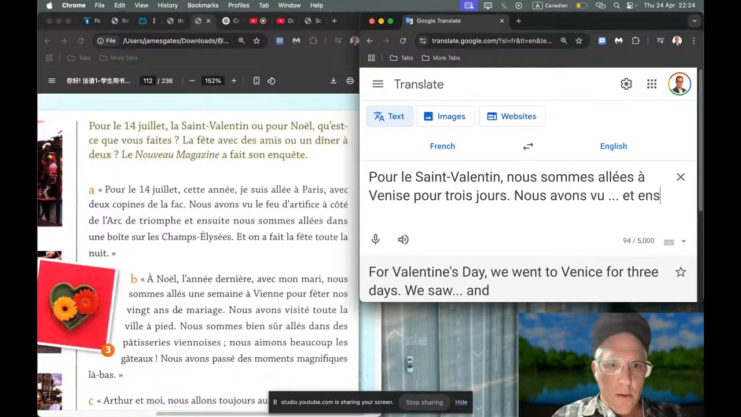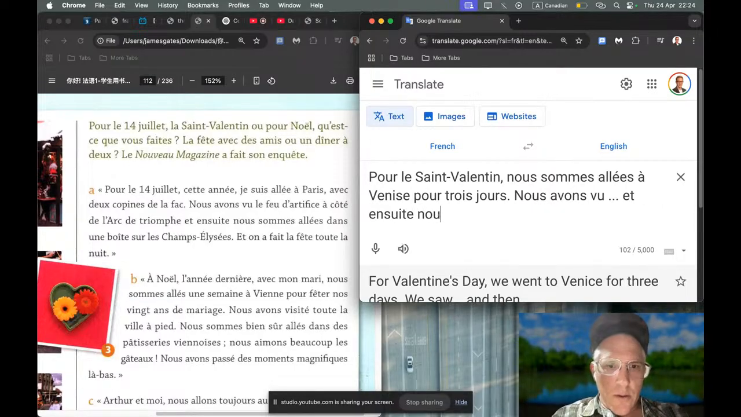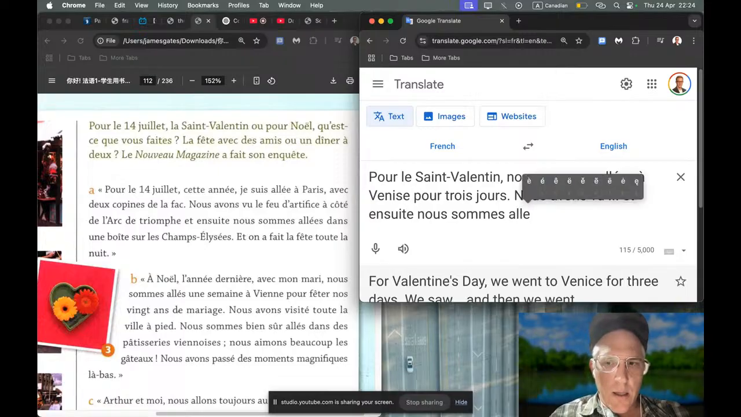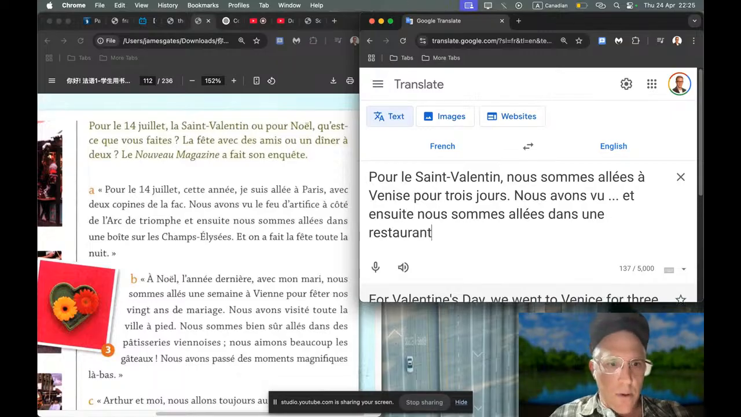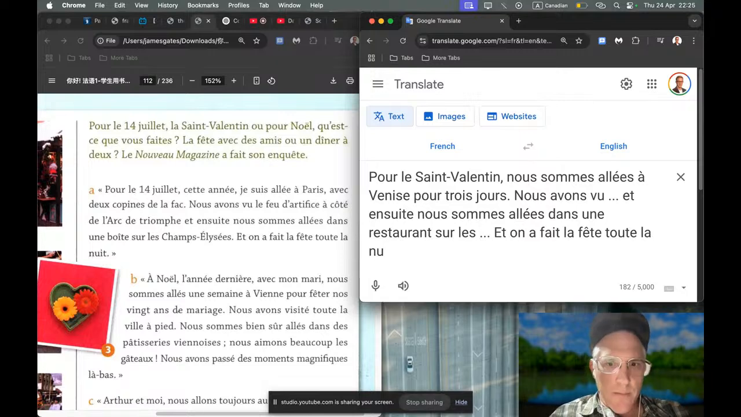Et ensuite, nous sommes allés dans un restaurant sur les... et on a fait la fête toute la nuit. All right, so we copied a bunch of language from here.